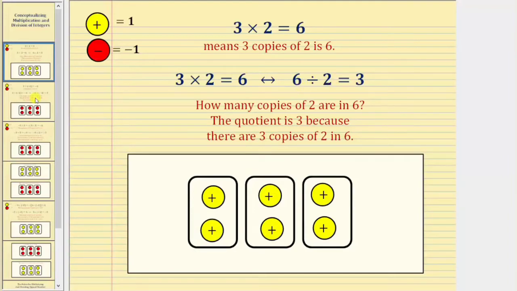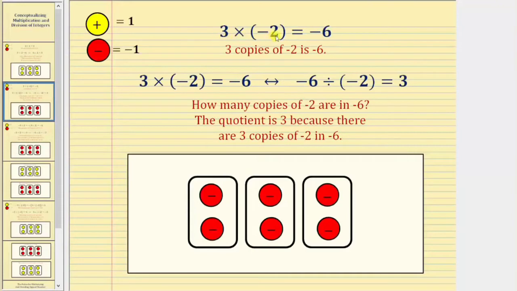Now let's consider the product 3 times negative 2 equals negative 6, which means 3 copies of negative 2 is negative 6. Using the color counters, here's our model for 3 copies or 3 groups of negative 2, which once again we can see is negative 6.